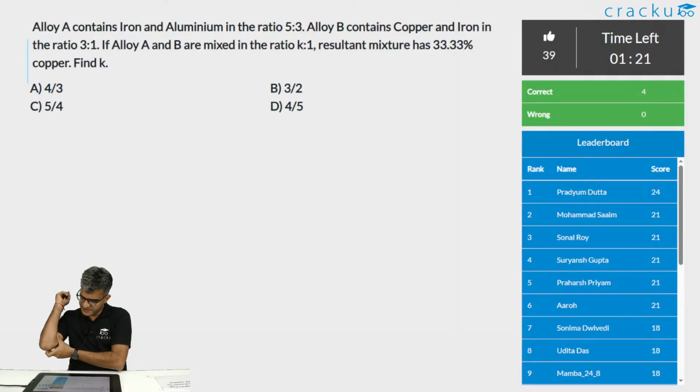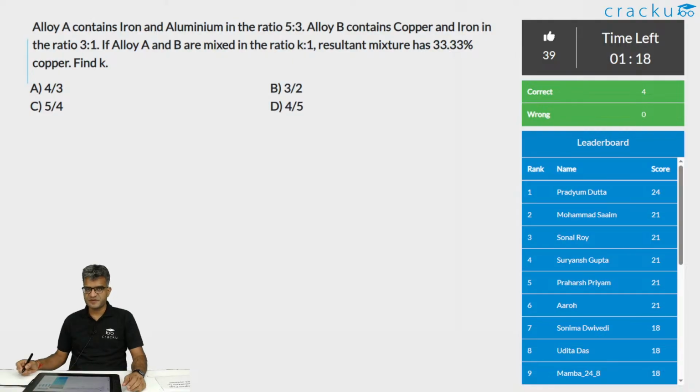Anisha sir, how can I improve speed in DI? I would recommend you to solve previous year's papers and Cracku daily targets to improve your speed in LRDI.